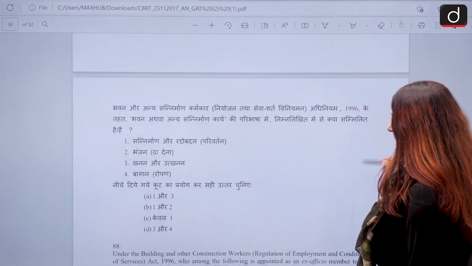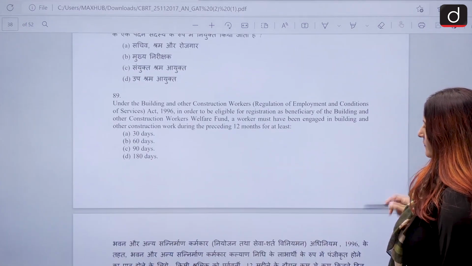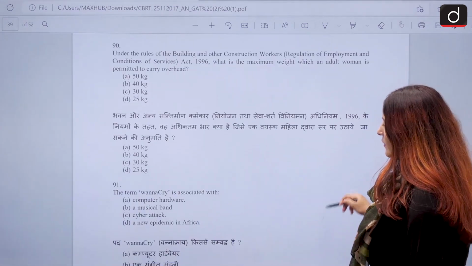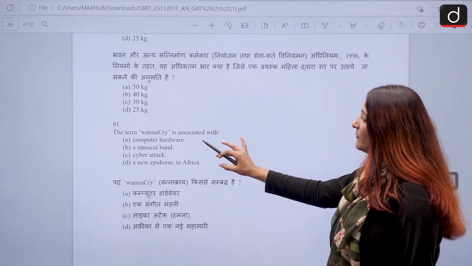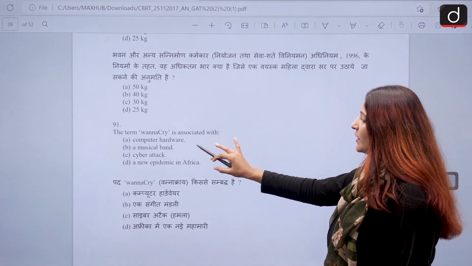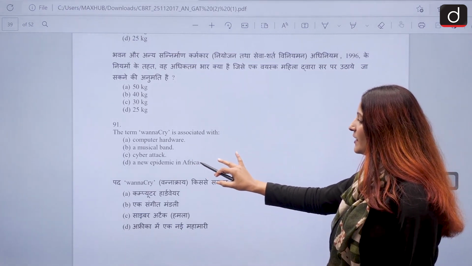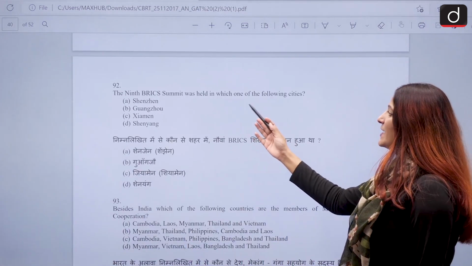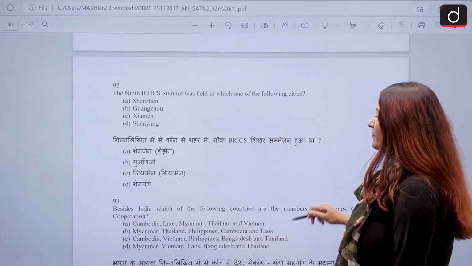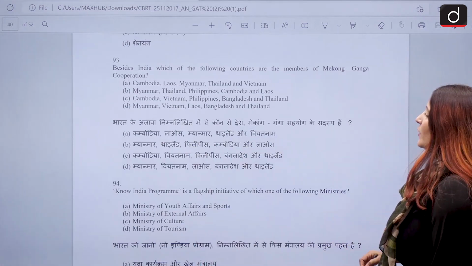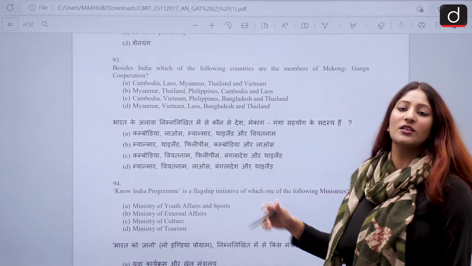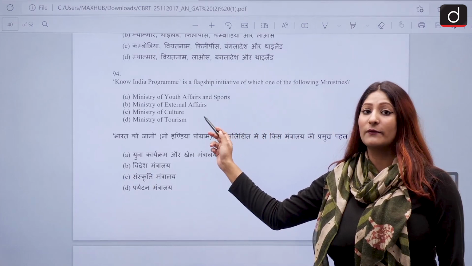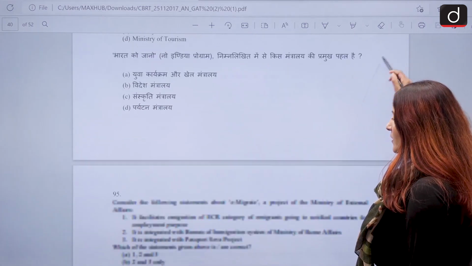Okay, moving ahead. This is just a sifting through of questions that I'm doing so that you can understand. Now the term WannaCry is associated with computer hardware, musical band, cyber attack, new epidemic in Africa. This belongs to current affairs. The 9th BRICS summit was held in which of the following cities? Current affairs. Besides India, which of the following countries are members of the Mekong-Ganga Cooperation? Current affairs, static current affairs as well. This was also asked in the EPFO Enforcement Officer exam, mind you, which I covered.